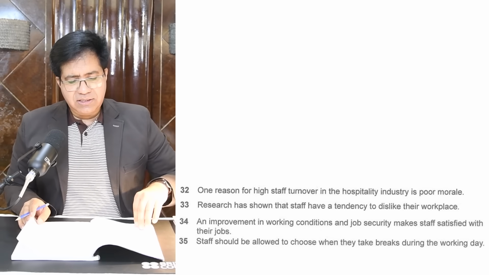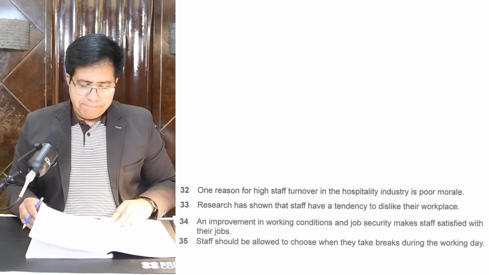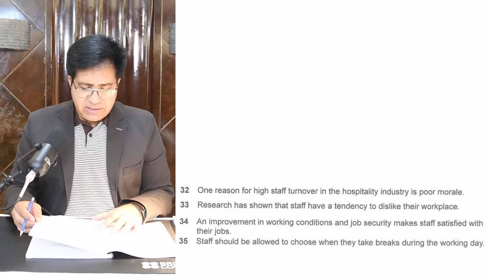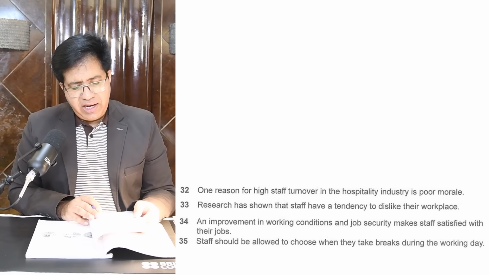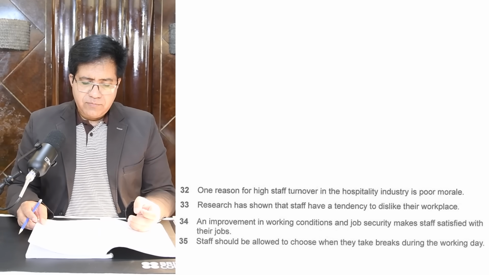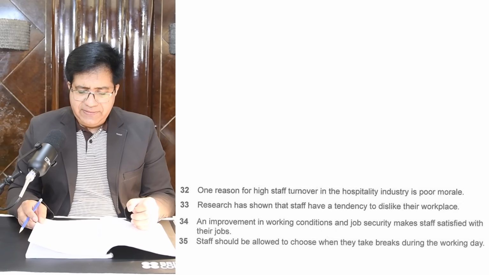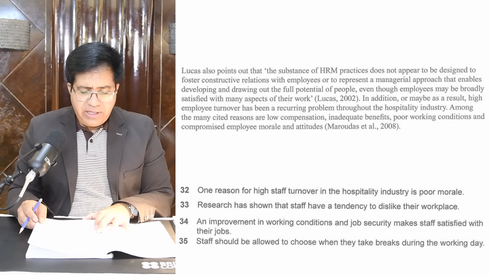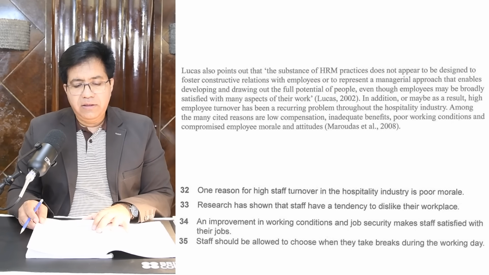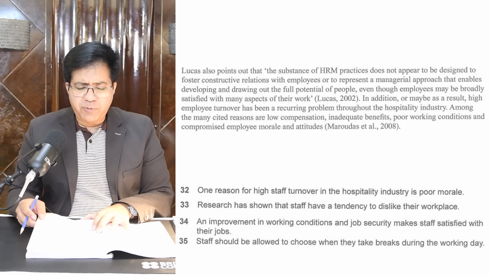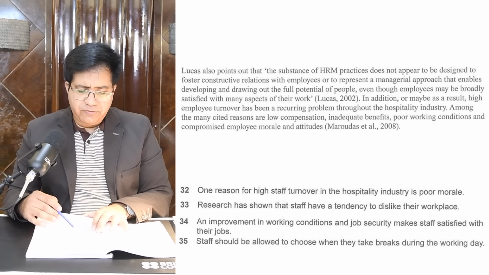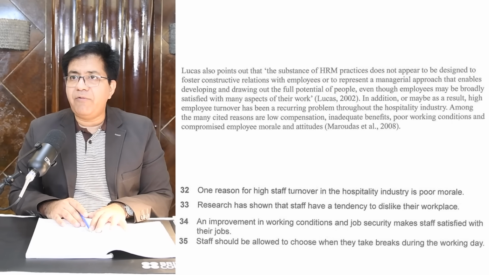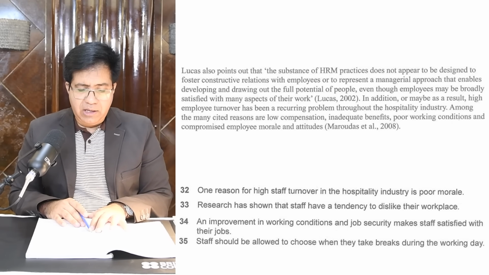So let's find it. Reasons. We need to find the reasons. One reason for high staff turnover. Okay, it is in 3rd paragraph. Can you see the word high employee turnover? 3rd last line. It's 4th paragraph actually, not 3rd. 1st, 2nd, 3rd, 4th paragraph and 3rd last line. High employee turnover. Found it? Now we need to see poor morale.